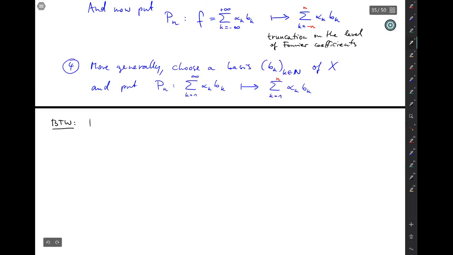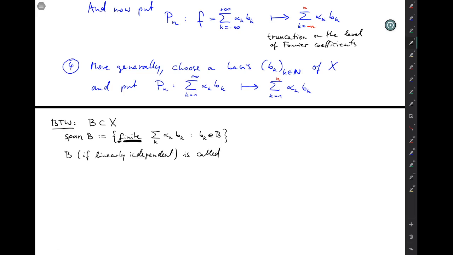So let's start with a family B of elements from our space X, and let's say that the span of that family B is the set of all finite linear combinations of elements b_k from our family B. Okay, finite is important here, so no limits so far. And then you say that this family B, provided it is linearly independent, is called a Hamel basis of your space X if X equals the span of B.